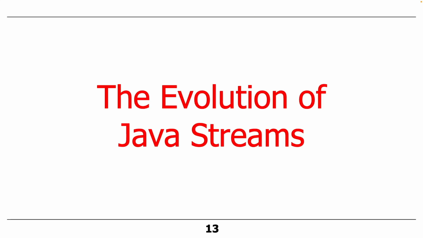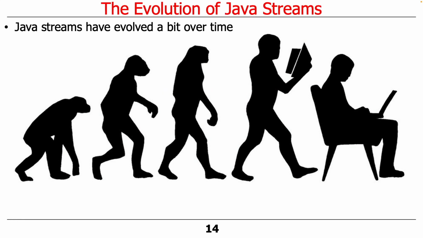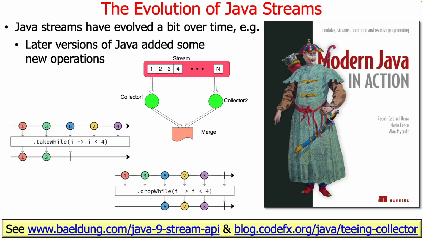So let's talk about the evolution of streams. Streams have evolved a bit over time. The latest version of Java, or later versions of Java, added a bunch of new operations. For example, there's this concept of a so-called teeing collector, which we'll talk about later in the course. There are also some short-circuiting operations called takeWhile and dropWhile. These, I believe, were added in Java 9. The teeing collector, I think, was added in Java 12.